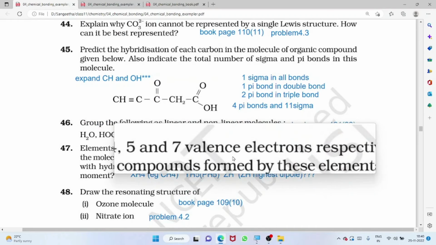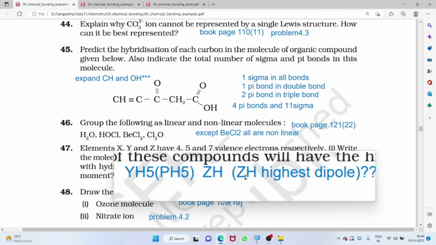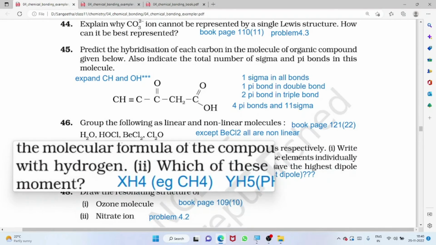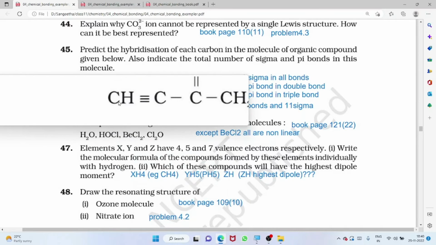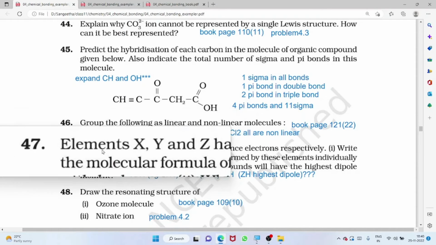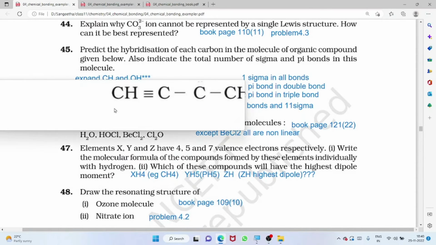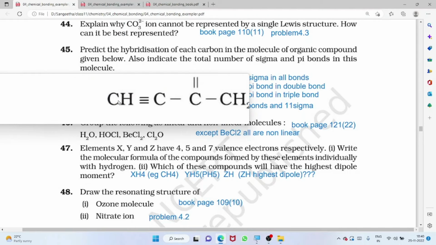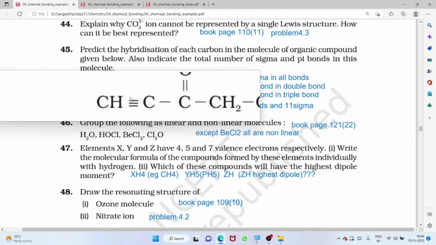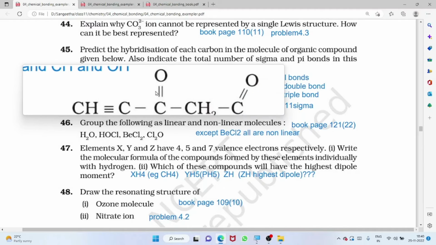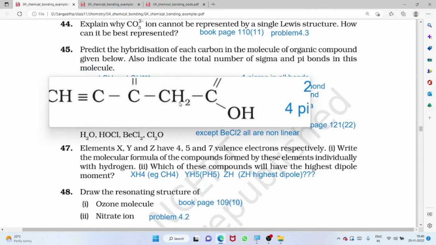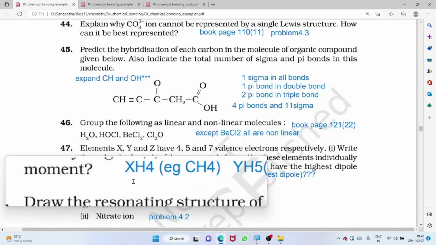And similarly you have to compute the sigma bonds. Sigma bonds here: one sigma bond CH is there. Then here also one, here also one, here also one, here one. This also you have to expand. This also you have to expand.